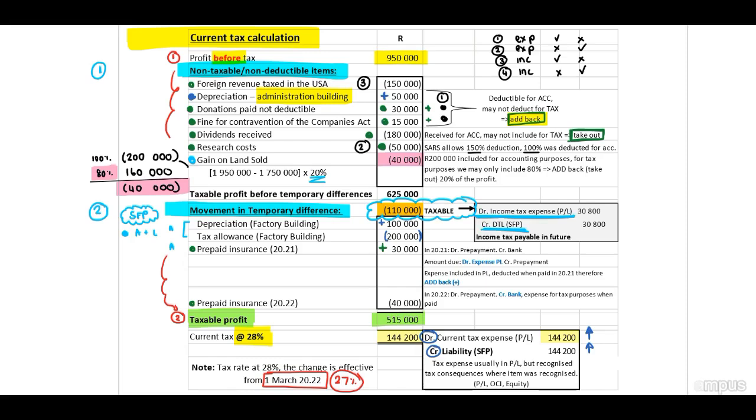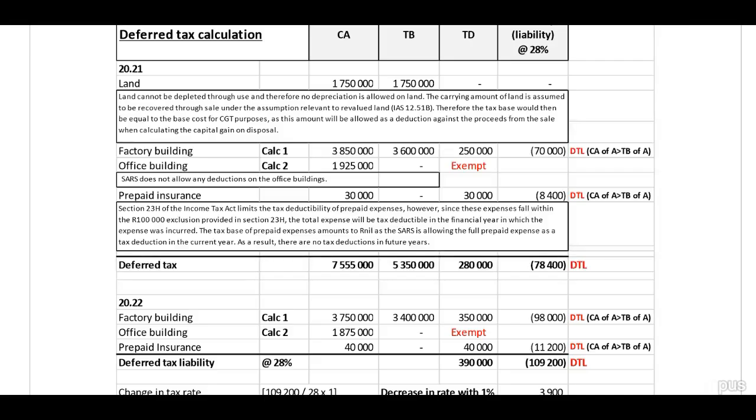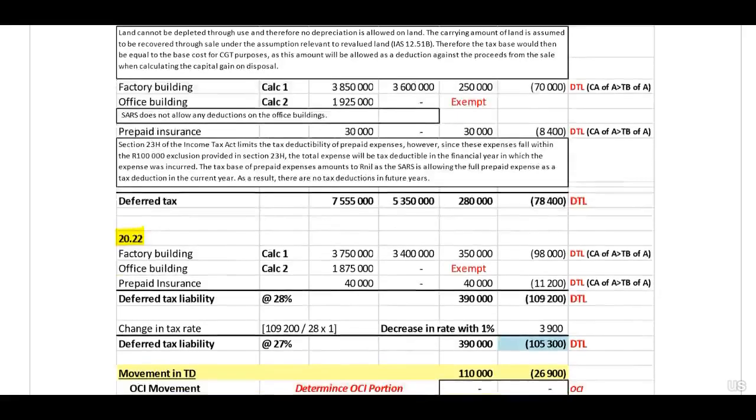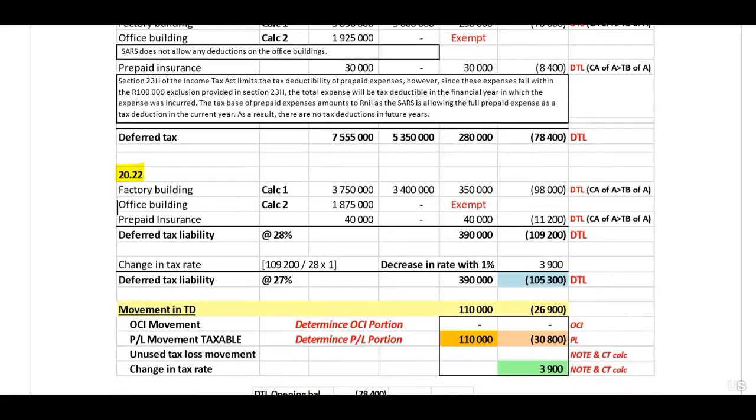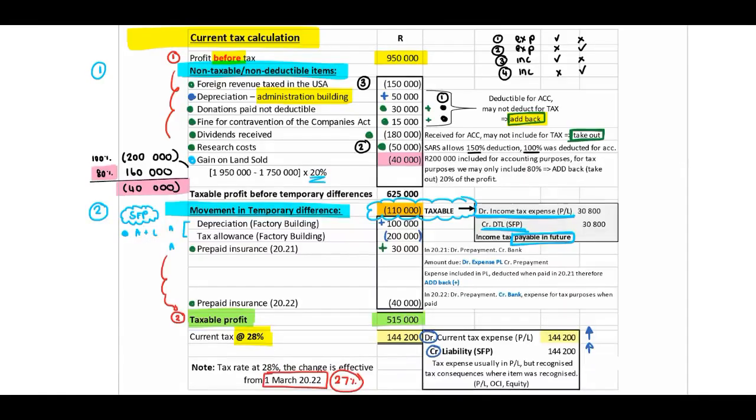Right. Now, it's a tax that we provide for to pay in future. Now, if you look at our deferred tax calculation, which I've just cleaned a bit because I know that it is extremely busy, 2021, 2022, and you look at the movement in terms of our temporary difference. Look at the profit and loss movement, taxable. And this will be the 110,000. Do you see that this agrees to your movement in your temporary difference? Yeah, your 110,000. A taxable temporary difference.